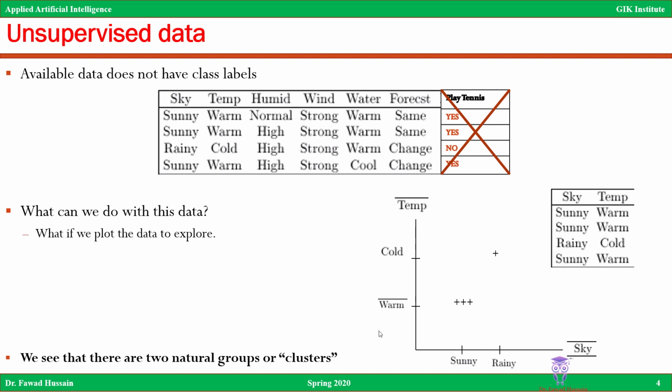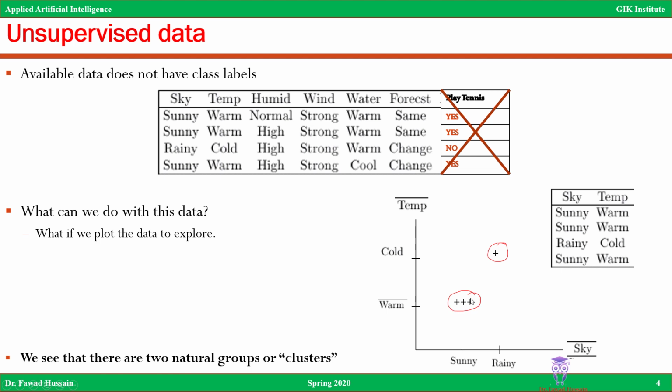So just looking at this data, I can make a very good guess that there are 2 natural distinctions, 2 groupings, or 2 what we call clusters, and this is a pattern. So we don't know whether this is a yes or a no, but we know that sunny and warm, there are 3 occurrences, so they form a cluster.